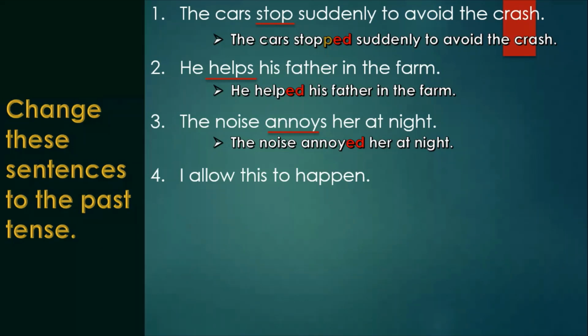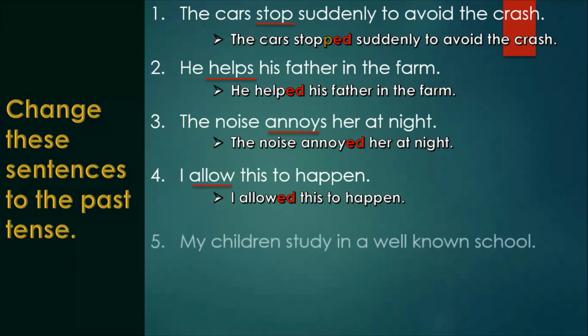Okay, let's read it. I allow this to happen. So which one is the verb? Oh, not I. I is a pronoun, but allow is the verb. That's right. So how do I convert this from the present to the past? Yep, by adding ed. That's right. That's it. I allowed this to happen.